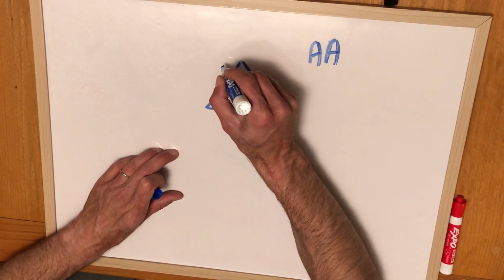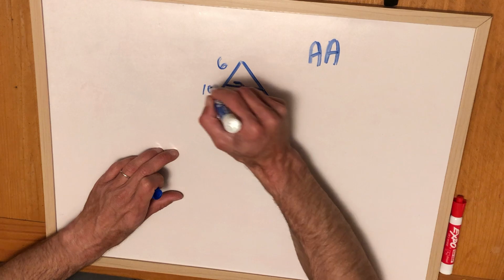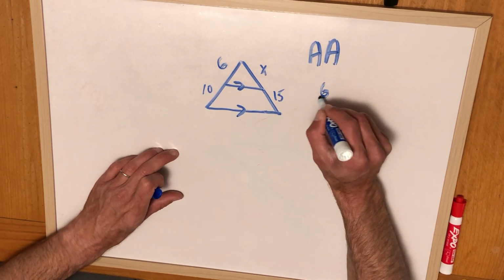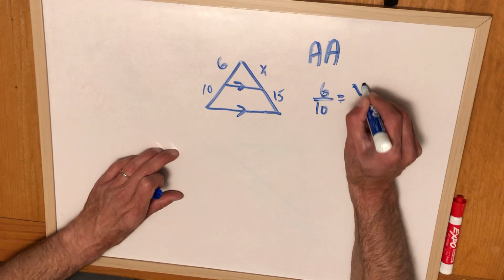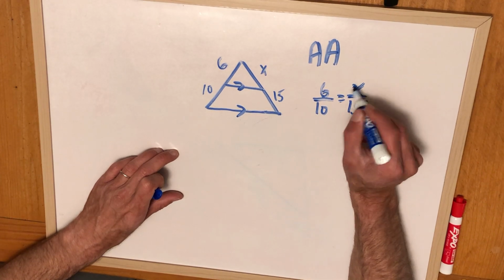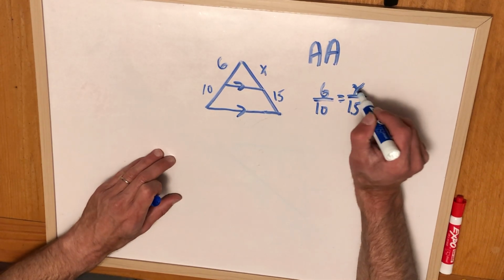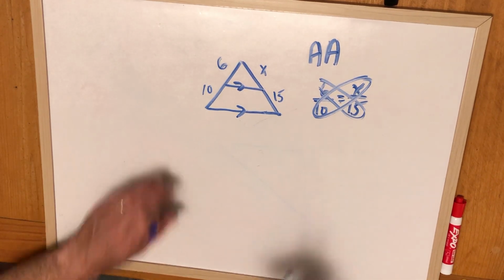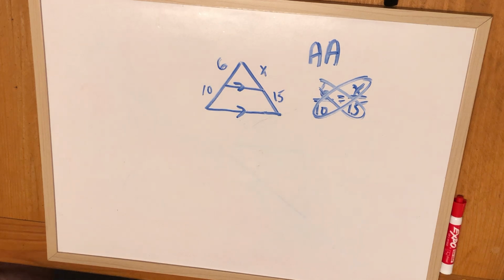You could say 6 over 10 equals x over 15 and cross multiply. There's one way: 6 over 10 equals x over 15, and then cross multiply to solve. So you're going to get 6 times 15 equals 10x, and that's going to give you an answer of B, 9. All right, number 2.